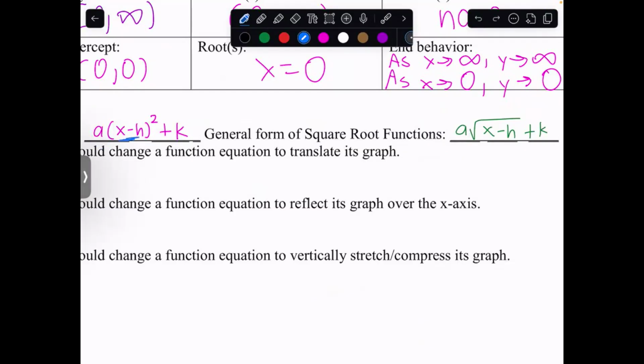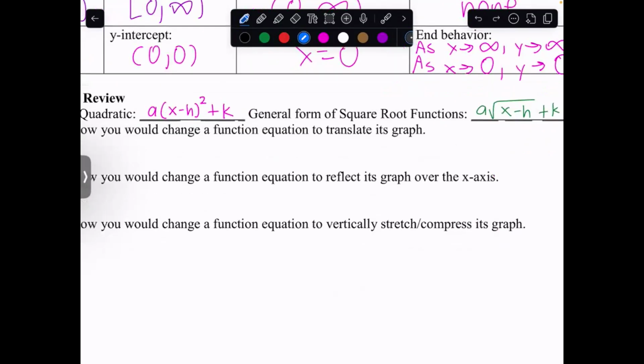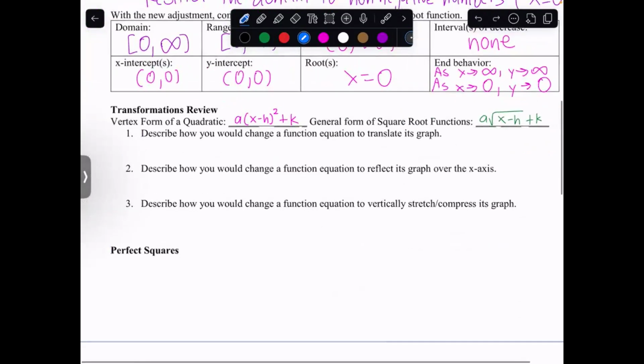h is always on the inside, getting subtracted from x, and then k is always on the outside getting added afterwards. Okay, so again, we set it up so that a, h, and k do the same things. So if you remember what a, h, and k do for the quadratic, they'll do the same things here. Okay, but let's go ahead and do a little refresher, make sure we know what each of these things does.